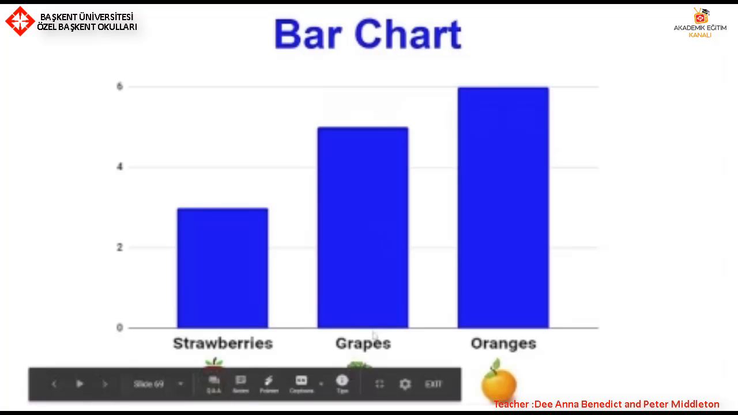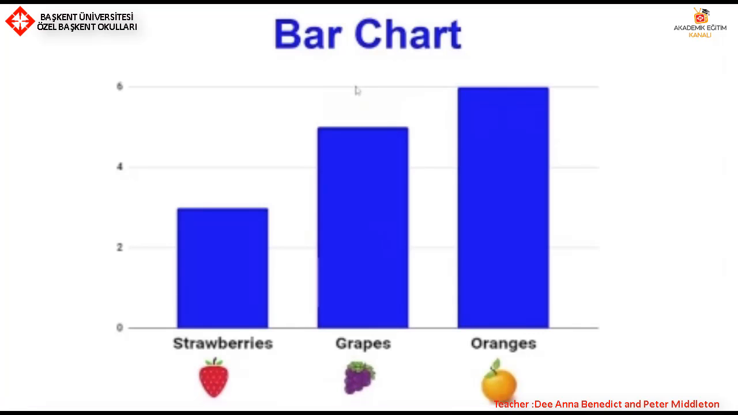Grapes. How many grapes? 2 grapes, 4 grapes, 6. Oops, we don't have 6 grapes. Look, this line is in the middle of 4 and 6, so we have 5 grapes. 5 is in the middle of 4 and 6.